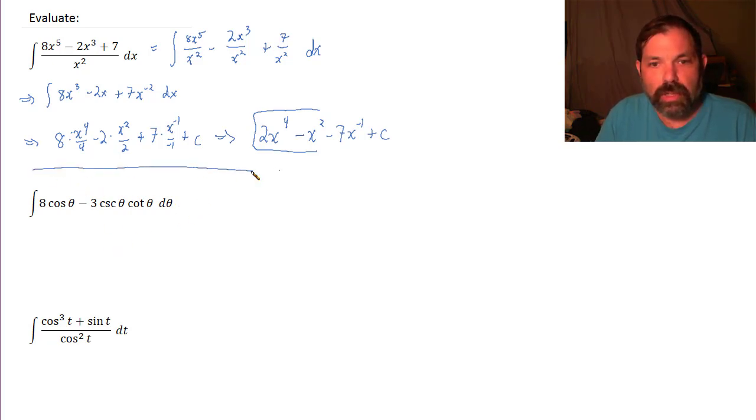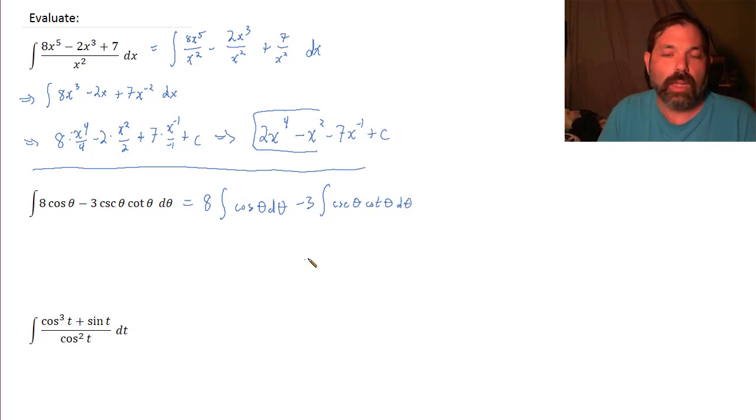All right, with just a little bit of manipulation, I can think of this as 8 times the integral of cosine theta d theta minus 3 times the integral of cosecant theta cotangent theta d theta. Now in the previous video, we saw the integral of cosine x dx. It's just cosine theta d theta. So what? It's a different variable. The same concepts apply. It's a dummy variable. We can use whatever variable we want.